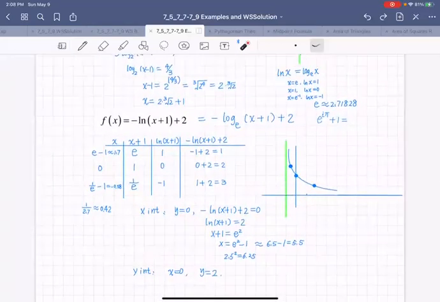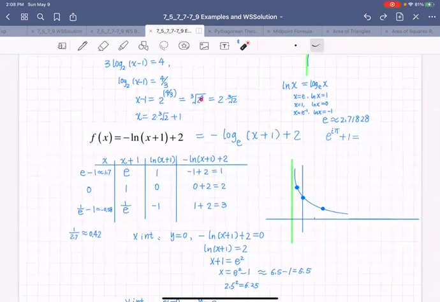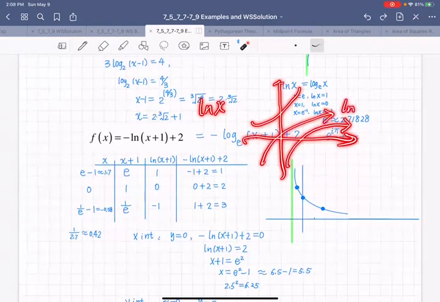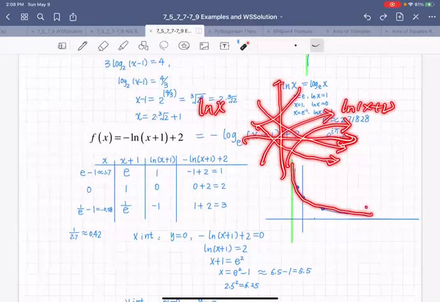What happened to this one? Why is this going down? Originally ln x looks something like that. But you have a horizontal shift to the left by 1, so you get here. This is ln of x plus 1. And you have a negative in front, so that is a reflection over the x-axis. So you get a line like that. And then you shift up by 2. So you get here. That's why the final graph looks like this.